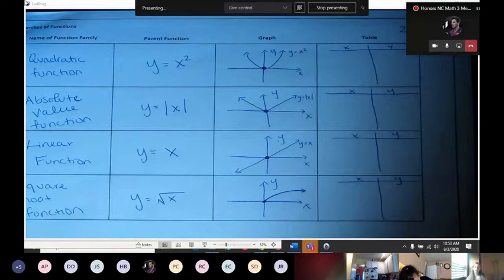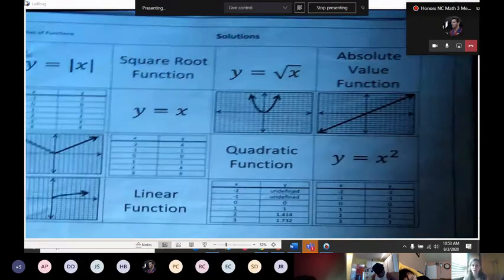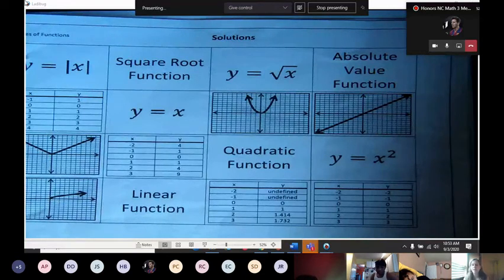Okay, what questions do you guys have so far on these notes? Okay. Since there are no questions so far, we're going to move on to the tables. So we have 4 different tables on this little grid of cards that we could put in. We need to figure out which one goes with which function.